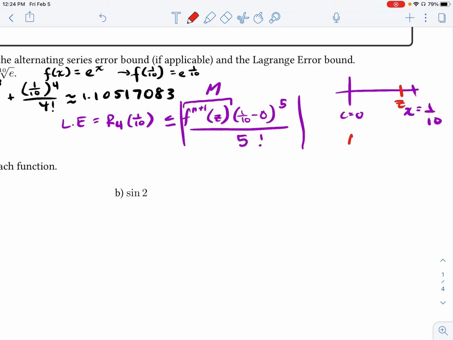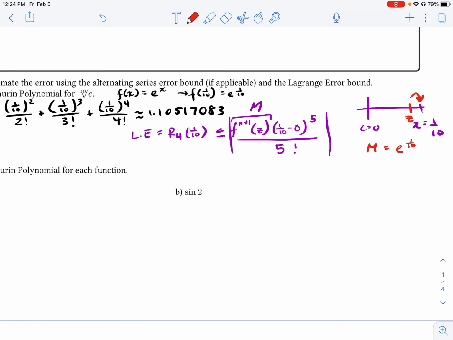So m is going to be the largest possible value for the fifth order derivative, which is e to the x, so the largest possible value that e to the 1 over 10 could give us. So you would think, oh, well then z would just be at 1 over 10. But this is kind of a silly proposition because if we knew what e to the 1/10 was, then there would be no reason for us to be doing this problem. There'd be no reason for us to want to approximate something that we know the exact value of. So although you could use e to the 1/10 as your m value, if you really think about it, it's kind of silly for us to do so.